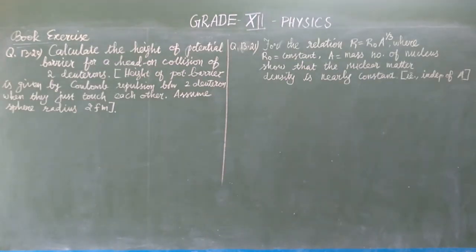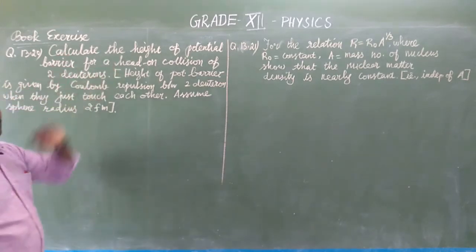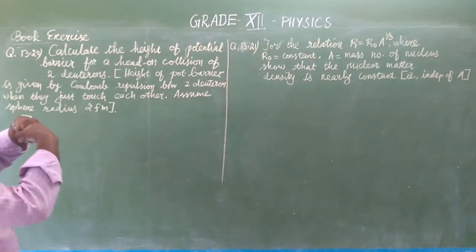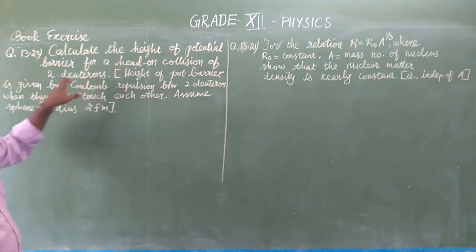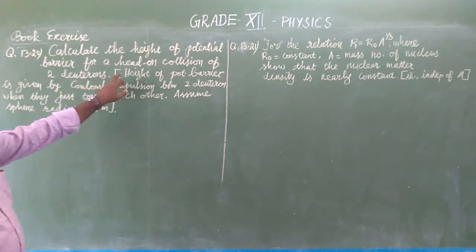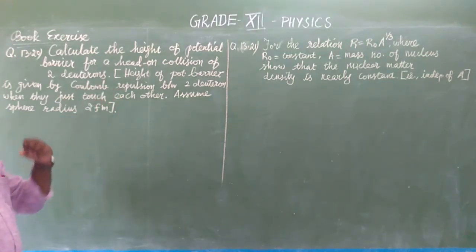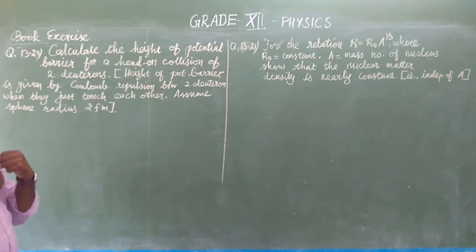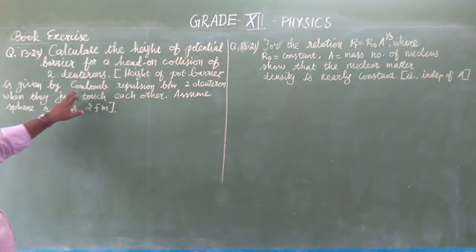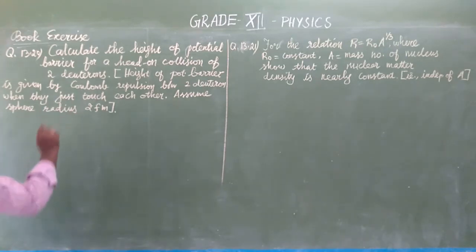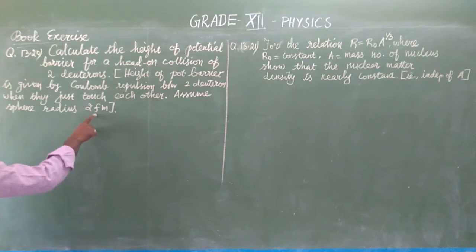Okay. Now coming to the 20th question. Look at the question carefully. Calculate the height of the potential barrier for a head-on collision. One deuteron collides with another deuteron, so that is a head-on collision of two deuterons. Look at the bracket: the height of the potential barrier is given by Coulomb repulsion, because both deuterons are the same, no? So the charge is equal to the charge of an electron, so both get repulsed. The Coulomb repulsion between the two deuterons when they just touch each other. And assume the sphere radius is 2 fermi-meter, this is the radius of each deuteron.